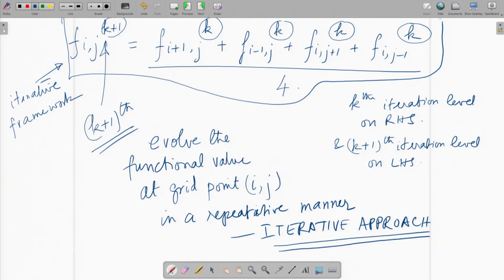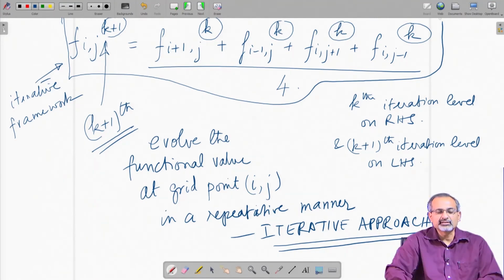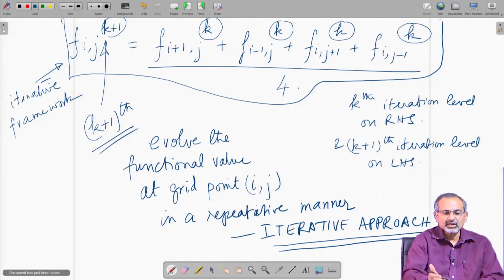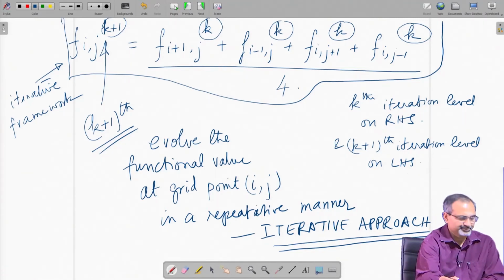And as you keep applying it to different grid points, you are essentially changing the values of i and j. Therefore, the moment you change the values of i and j, you are sweeping through all the interior grid points, and therefore updating their values, or evolving their values continuously, as you move from one iteration level to the other. So, this is the essence of the approach.